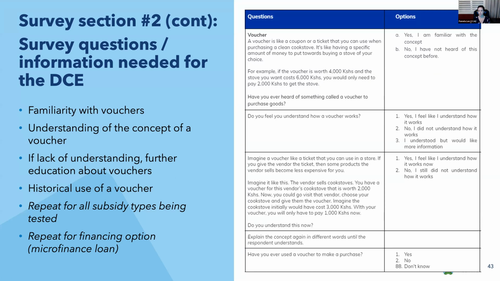Similarly, we do the same thing with the different types of subsidies that we're going to test in the discrete choice experiment. This is showing an example of the information about vouchers. There's a section that introduces and defines what a voucher is, asks if they're familiar with it, and asks if they feel like they understand how it works. If they say no, we'll give some more information to make sure that they do understand this. And then we ask if they've ever used a voucher to make a purchase before. So when they go into the DCE, they should understand what a voucher is, as well as the other types of subsidies that we're testing. Colin, go ahead.